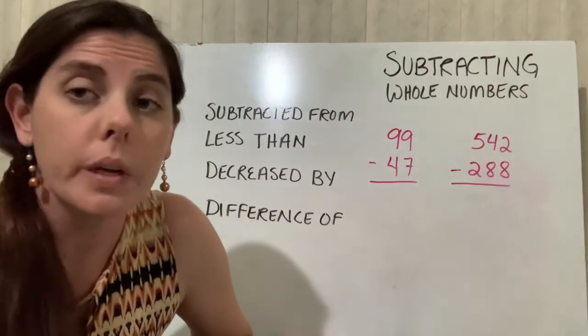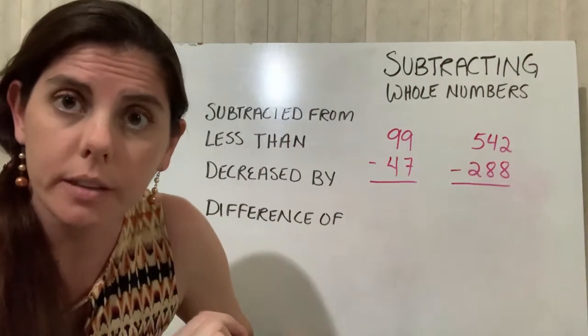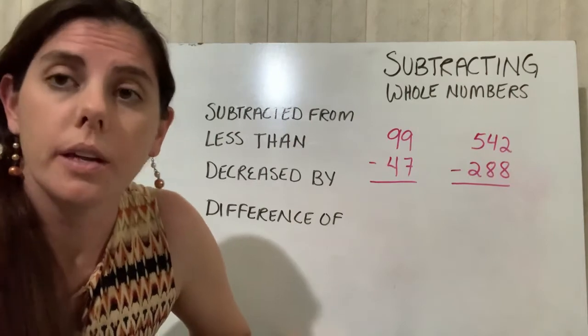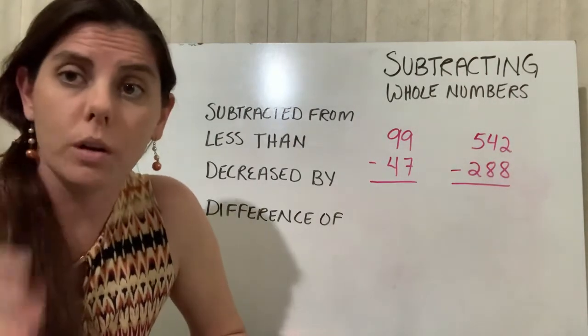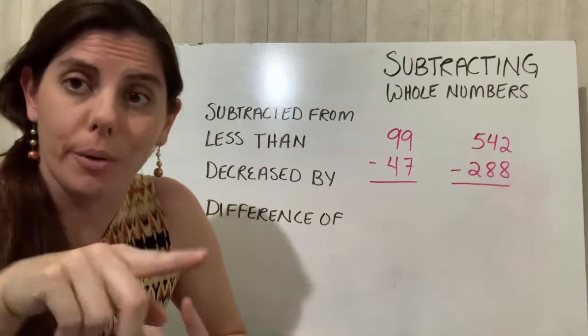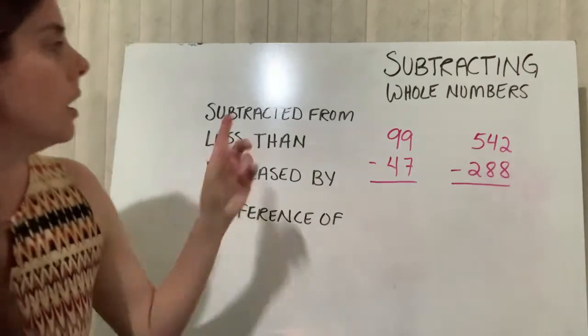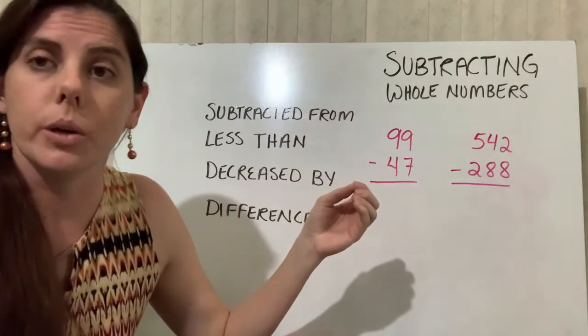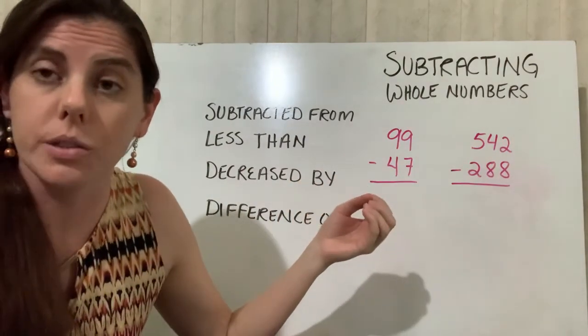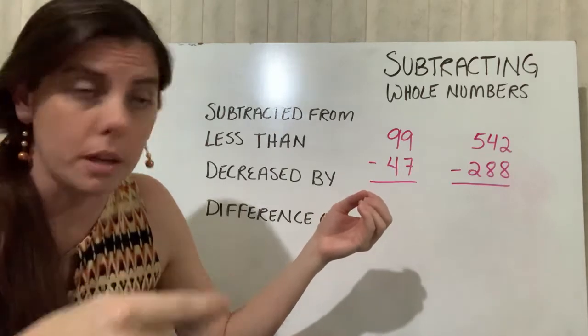Section 1.3 goes over subtraction of whole numbers. Some terms that we want to listen for or look for to make sure that's the operation we're going to be performing: subtracted from, or just subtract. So subtract 3 from 9 means it's going to be 9 minus 3.